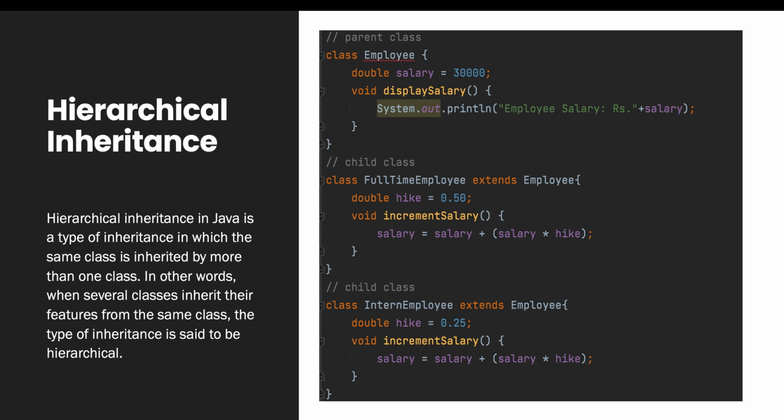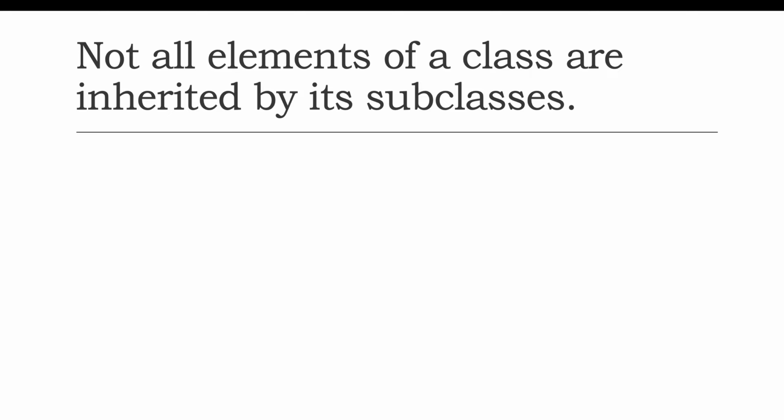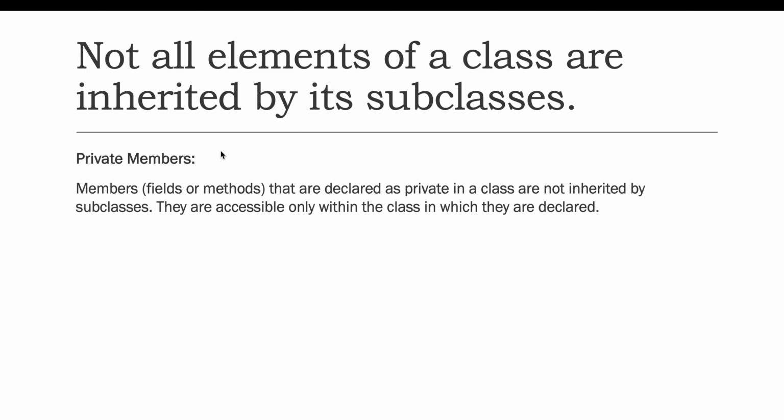But there is something that is private in the real world also. For your parents there will be something private that will not be available or accessible to you. They will keep something private. Similar to the real world, in Java also not all the properties and behavior are accessible by the child classes. So let's see what properties and behavior are not accessible by the child classes or subclasses. The first thing is the private member. Members are nothing but the variables or methods, right? So members, meaning fields or methods that are declared as private in a class, are not inherited by the subclasses. They are accessible only within the class in which they are declared.